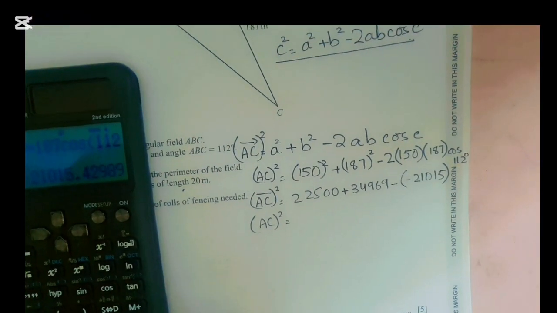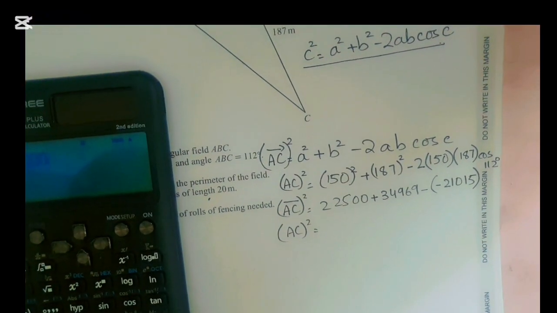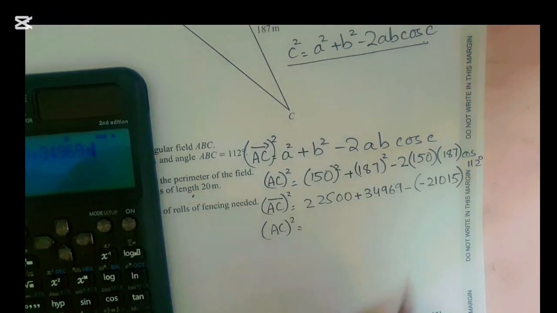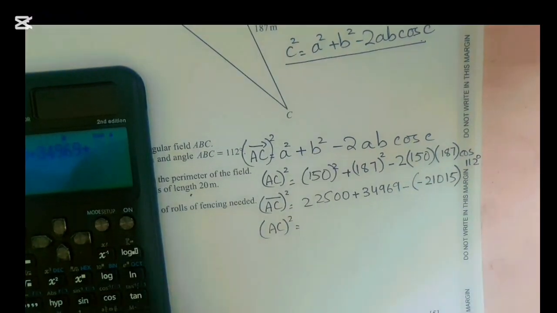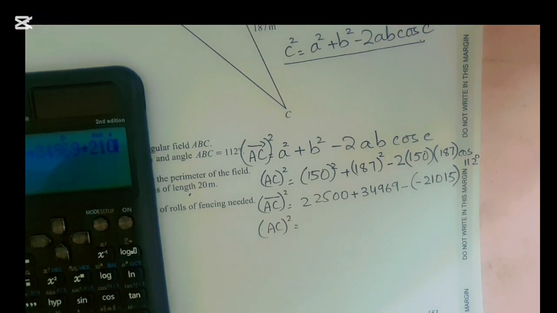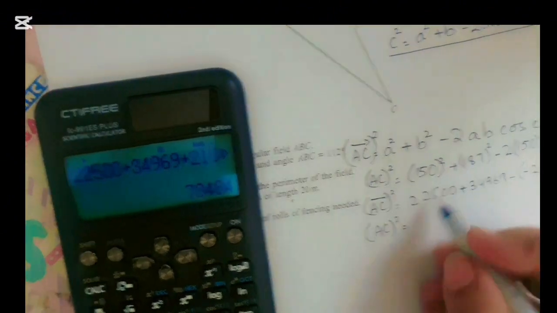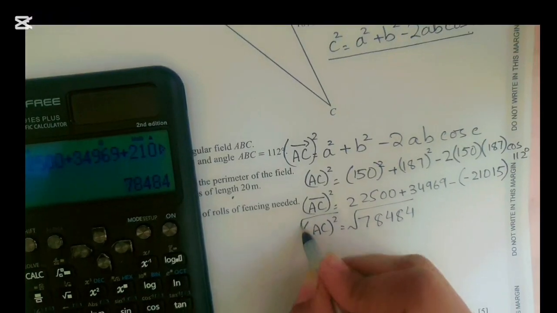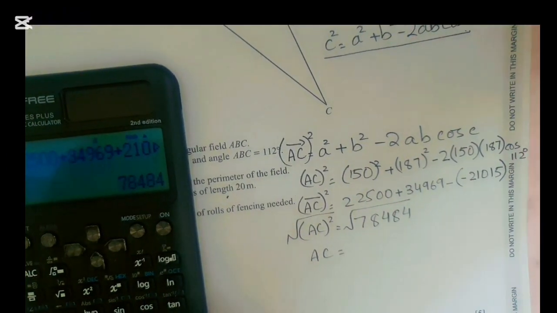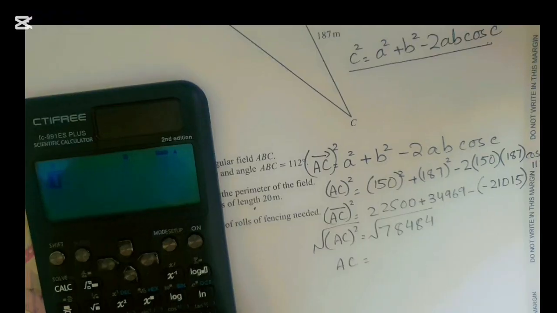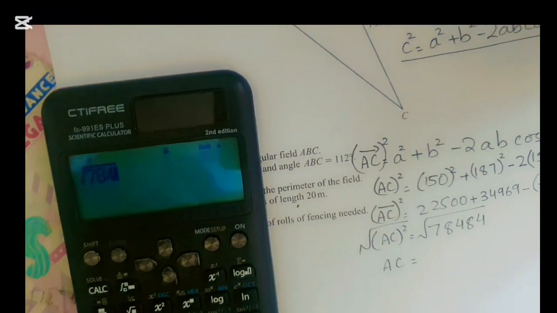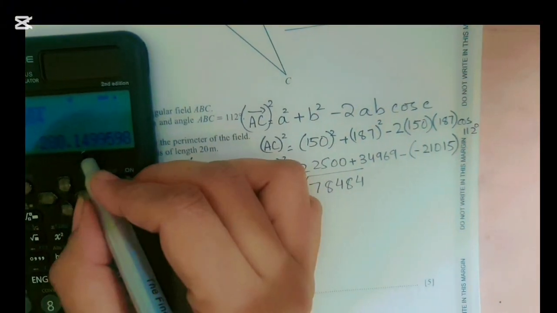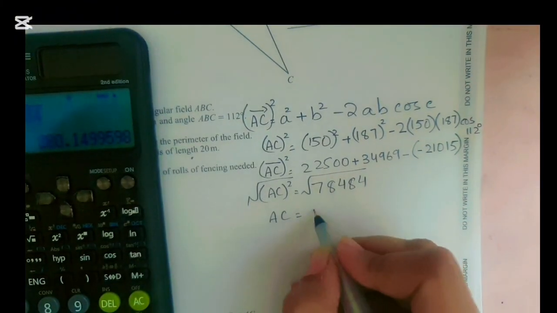Now what we have to do is just add all these things. 22500 plus 34969 plus 21015, I am taking plus because minus of minus would be plus, that is equal to 78484. Now take the square root on both sides, so AC is equal to the square root of 78484, that is equal to 280.14, or we can say 280.2.